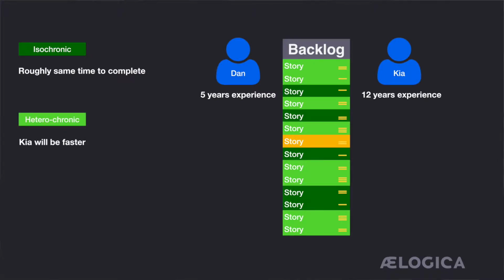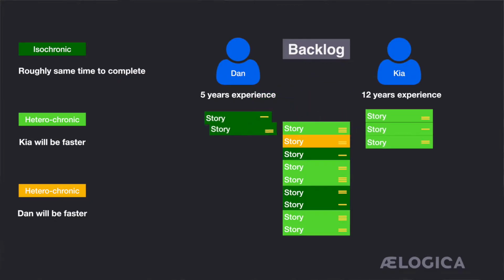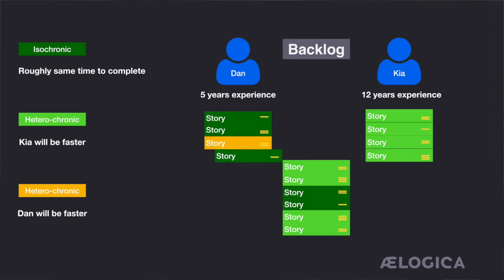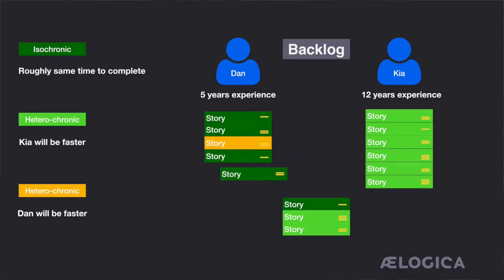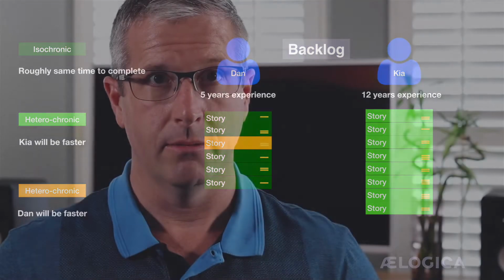For other tasks, Kia might be faster due to her greater experience. And for some tasks, Dan might be faster due to greater familiarity with some technology or part of the system. We'll call those heterochronic tasks. In some cases, tasks that are bounded for Kia may be unbounded for Dan. Generally, we want the tasks to go to the person who will be fastest at executing them, and we want to minimize unbounded tasks, which present schedule risks. So heterochronic tasks generally will go to the fastest developer with strongest preference given to the tasks which are most unequal in their expected time to complete.